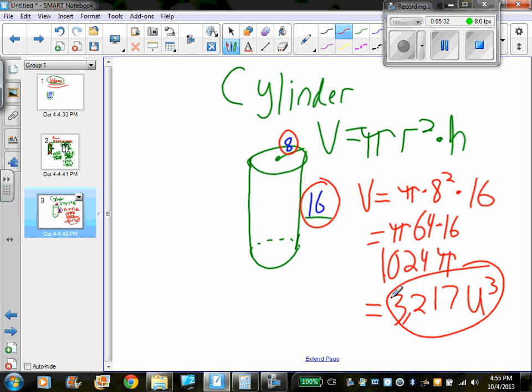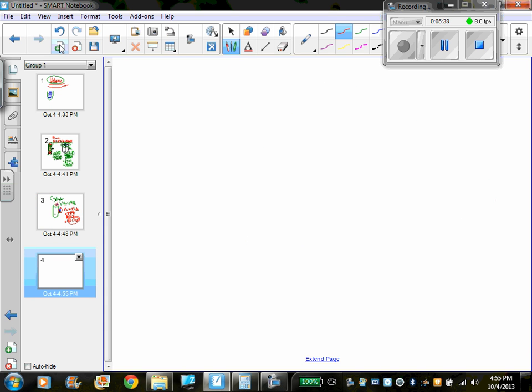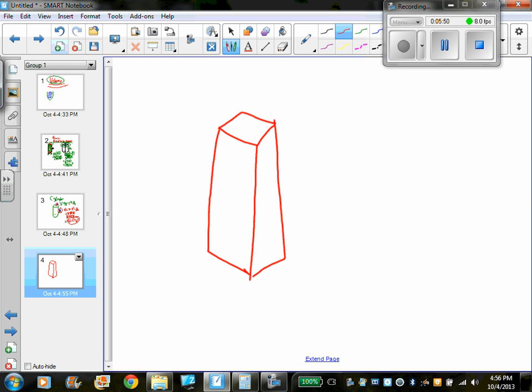So let me give you one more problem to try out on your own and see if you can get the right answer. I'm going to want you to find the volume of this prism. And I'm going to want you to find the volume of this cylinder.